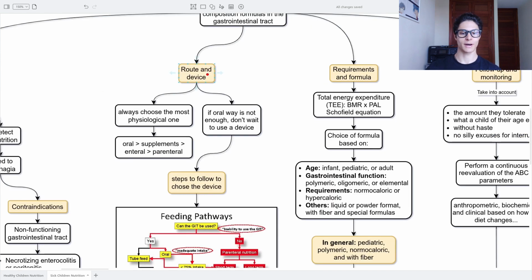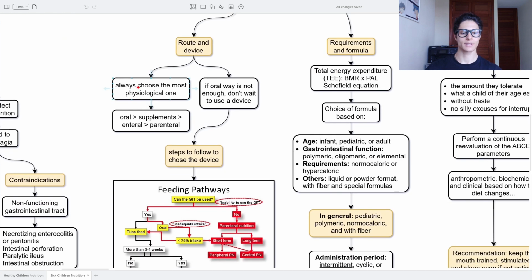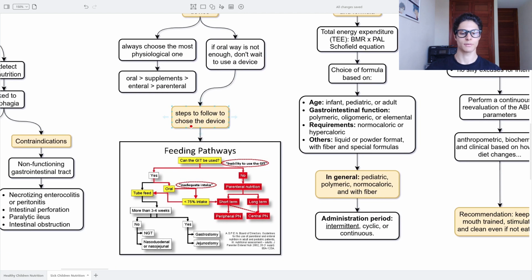So what route and device we choose? We always have to choose the most physiological route and device. So that is oral, the normal way of eating, then oral with supplements, then enteral, and as a last one, the parenteral. Can also be mixed, enteral and parenteral. If oral way is not enough, don't wait to use a device, because we are going to encounter malnutrition. So it's very important to choose the device wisely.